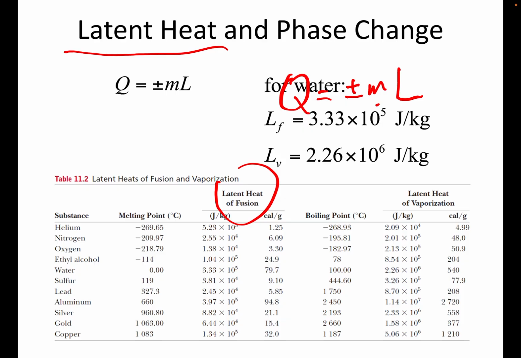For water, there are two phase changes. One is ice melting to water, and the latent heat is given by the coefficient 3.33 times 10 to the 5 joules per kilogram. And for boiling, it is 2.26 times 10 to the 6.